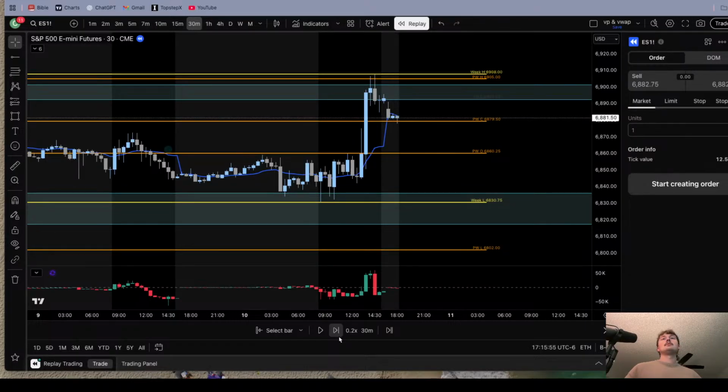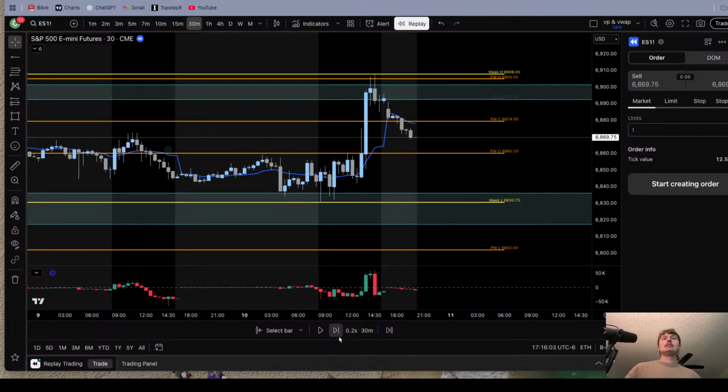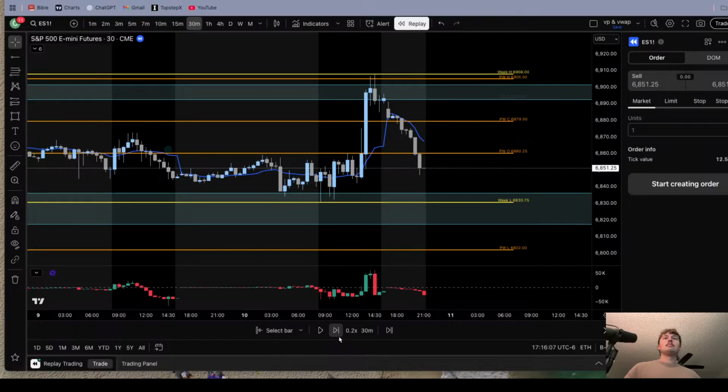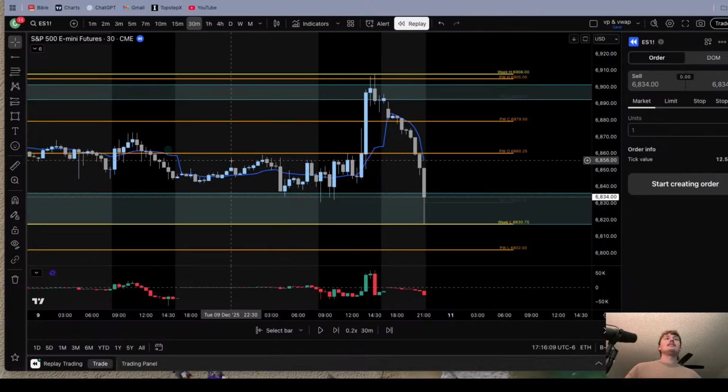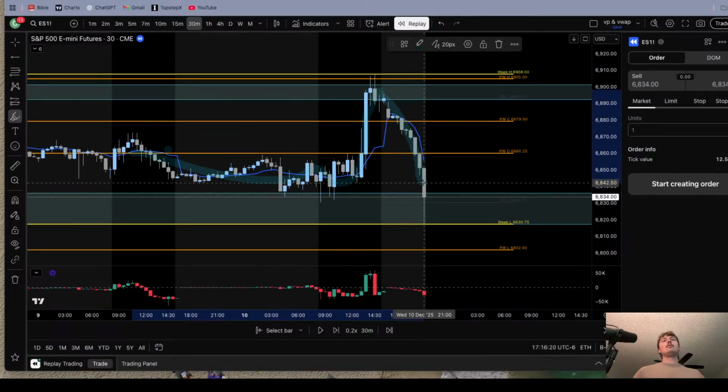It's not super strong. We're still below VWAP. Patience. Still, man, we're... Ooh. See how nicely it played this little support and resistance though? Boom, and then all the way back down.